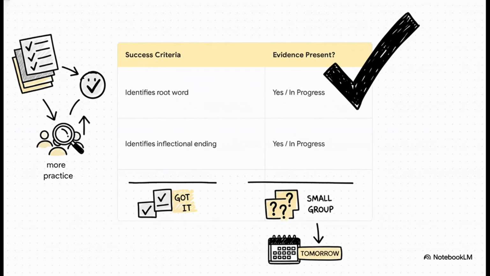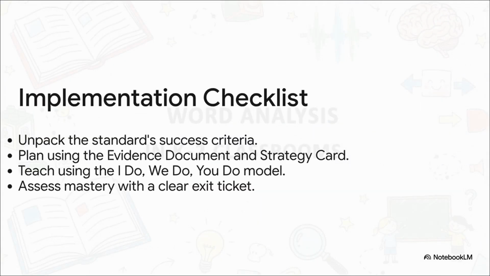Then, using a simple checklist like this one, which, you'll notice, matches our success criteria from the very beginning, you can sort those exit tickets in about 30 seconds. You'll have one pile of kids who got it, and another pile of kids who might need a quick reteach in a small group tomorrow. It's that easy. So, to wrap it all up, the path to a fantastic lesson is really just these 4 steps. Unpack what you need to teach. Plan with the amazing resources you already have. Teach using that gradual release model. And then check for understanding with a quick exit ticket.